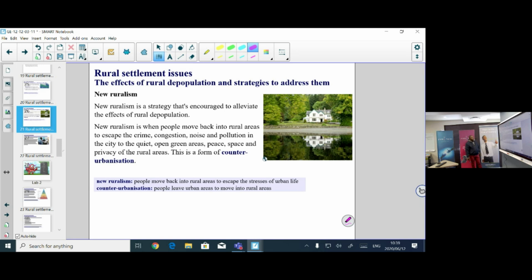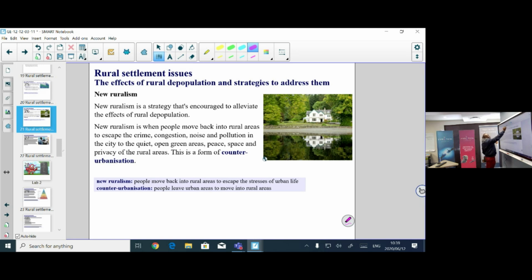We have a concept called new ruralism, which is a strategy that is encouraged to alleviate the effects of rural depopulation. New ruralism is when people move back into rural areas to escape the crime, congestion, noise, and pollution in the city, to the quiet, open, green areas, peace, space, and privacy of the rural areas. This is a form of counter-urbanization.